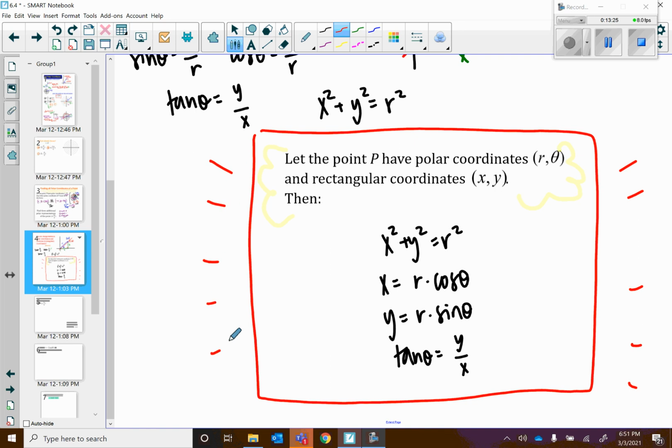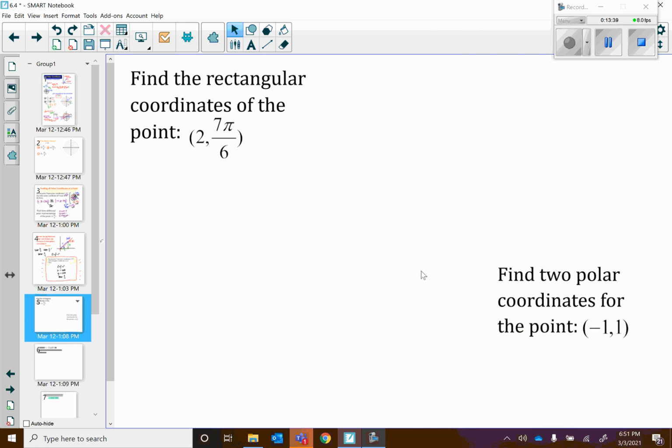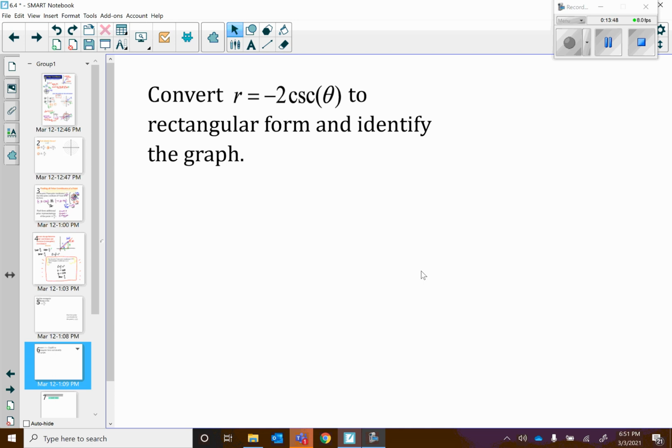I am now going to show you the last examples, and if you'd like to pause the video and write them down, that would be a good idea. Find the rectangular coordinates of the point 2, 7 pi over 6, and find the polar coordinates for the point -1, 1. If you want to pause the video, please do so to write those down. Otherwise, we will be converting r is equal to -2 cosecant of theta to the rectangular form, and we're going to identify the graph. So pause the video if you'd like.